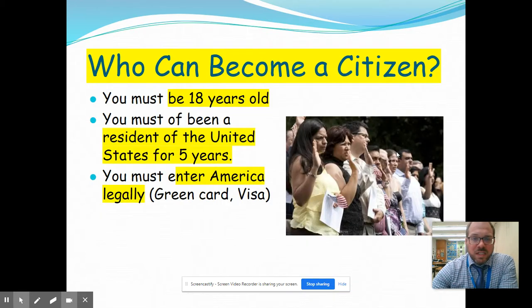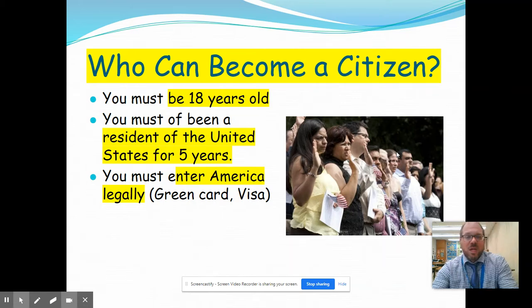That moves us on to the next slide. Who can become a U.S. citizen? You're going to have to identify three things. First, you must be 18 years old. Second, you must also have been a resident of America for 5 years total or more. And then you must enter America legally, meaning you have a green card or a work visa. So as long as you're 18 or older, as long as you've lived in America for more than 5 years and you have a green card, you would be allowed to apply for citizenship. But it's a process, and we're going to talk about it with the next slide.